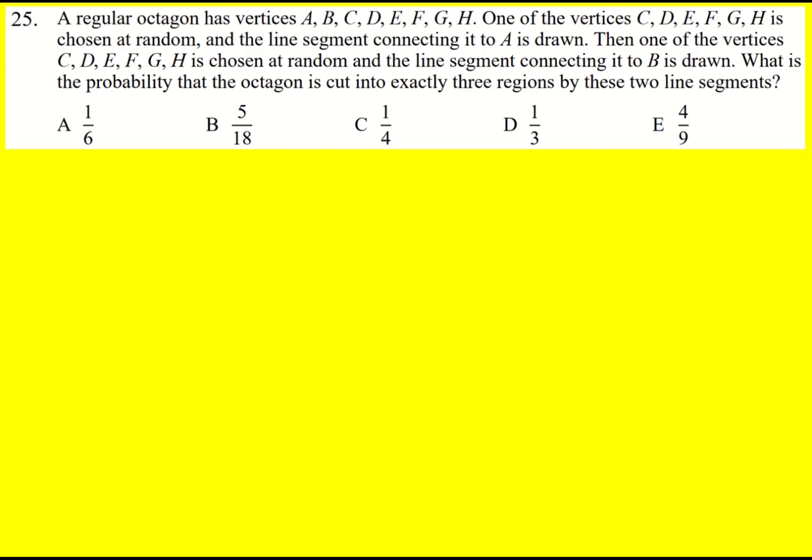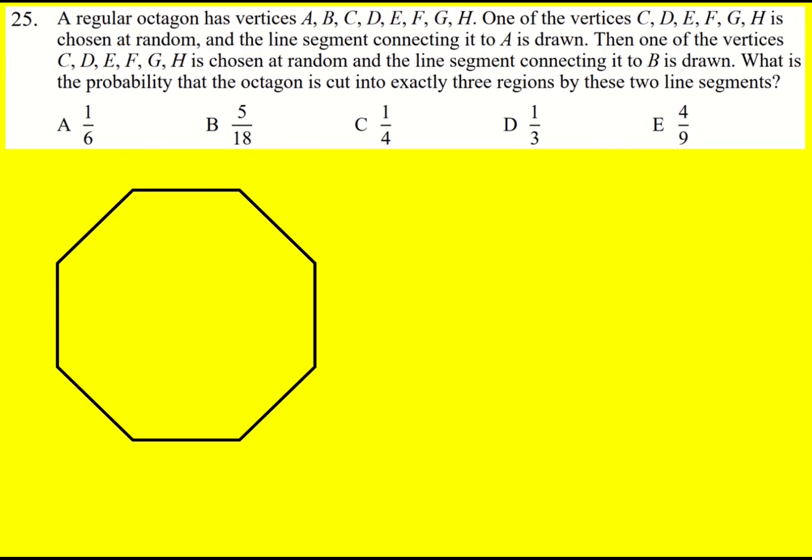Let's get a regular octagon drawn first of all. And then I'll label the points A, B, C. You have to go either clockwise or anti-clockwise and have them next to each other. But you've got some freedom. You could start with A at the bottom if you wanted. And then one of the vertices, C, D, E, F, G, H is picked.